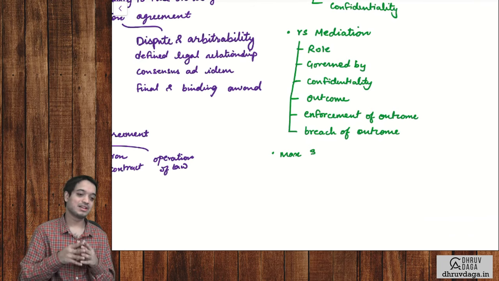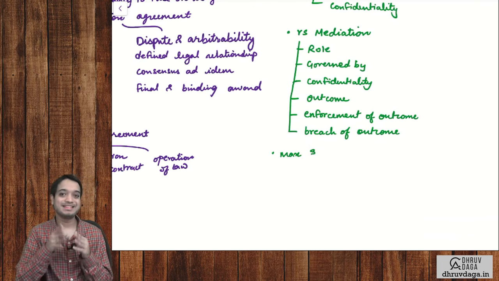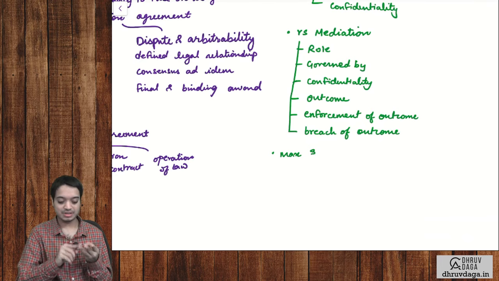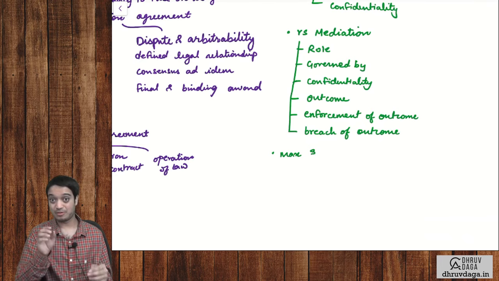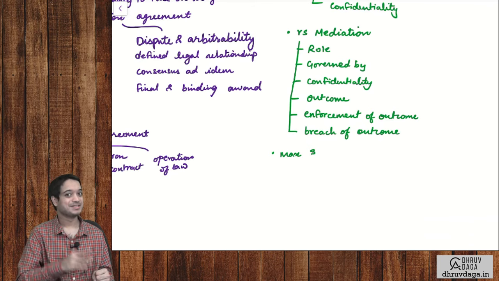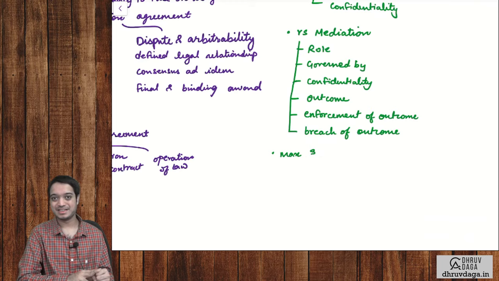Conciliators, the number of conciliators can be a maximum of 3. They can be 1, 2 or 3. Yes, even 2 is allowed for conciliation, but a maximum of 3 conciliators shall be allowed. This completes our Arbitration Conciliation Act. Let's move on to the next act.